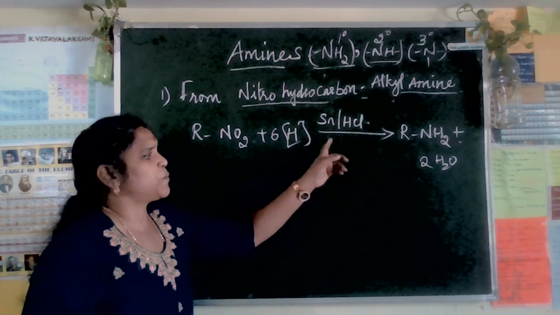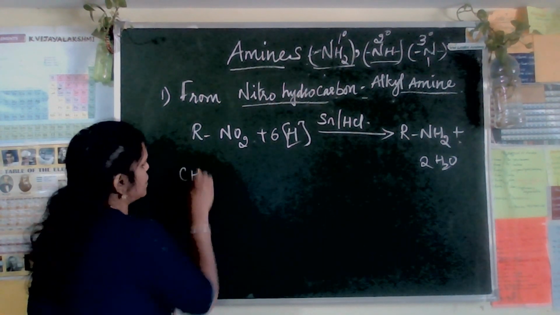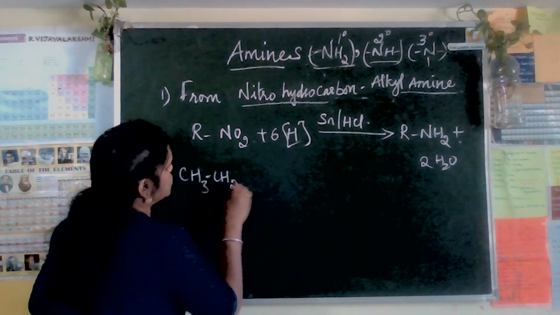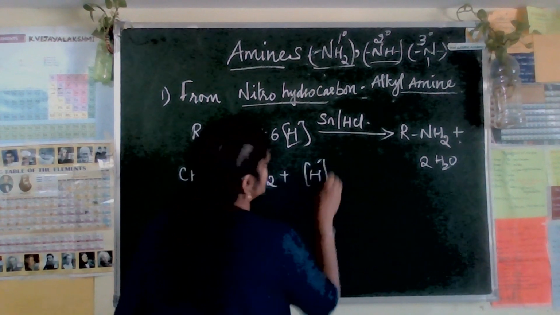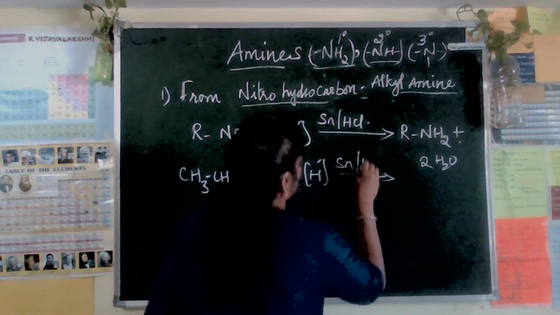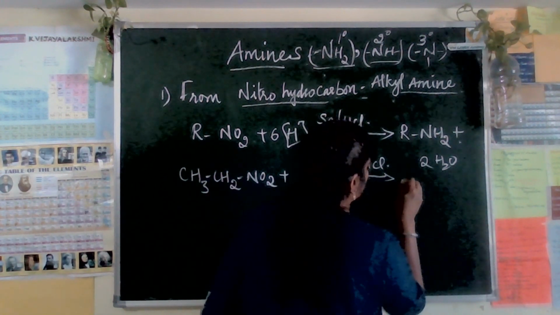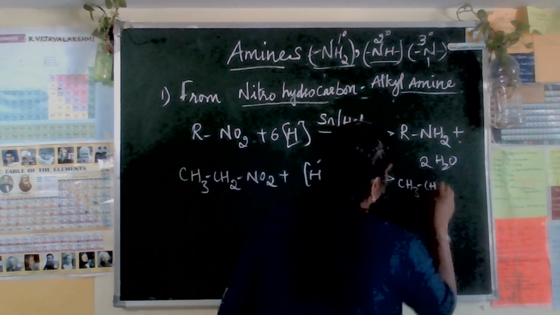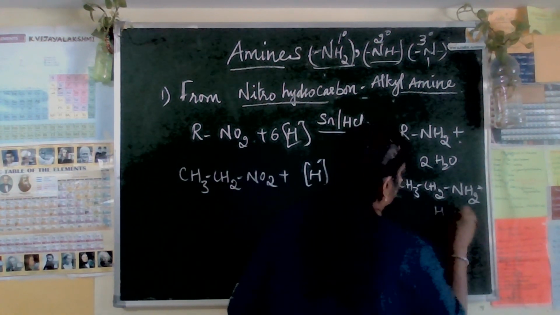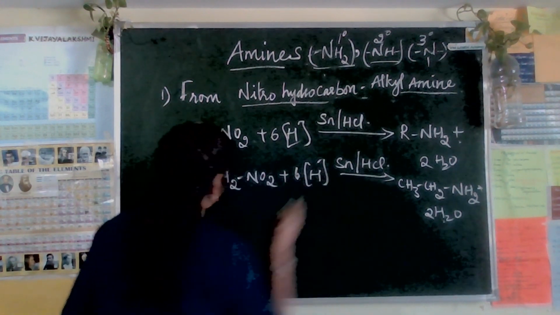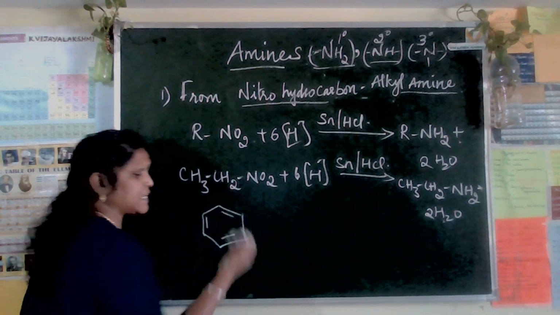In the reduction process, this is one we have seen. In particular, we can take CH3CH2NO2, nitroethane, combined with hydrogen in the presence of tin with concentrated HCl. You are getting ethylamine, CH3CH2NH2, and water.